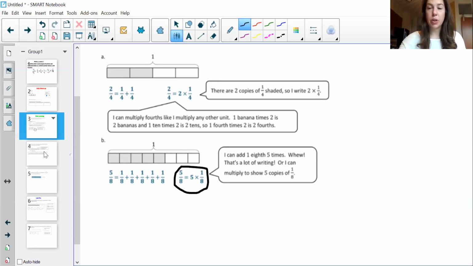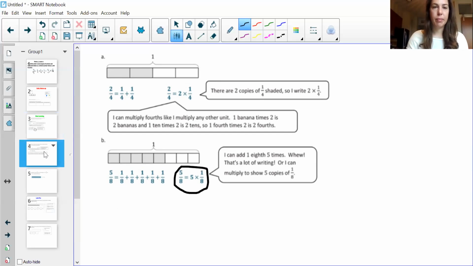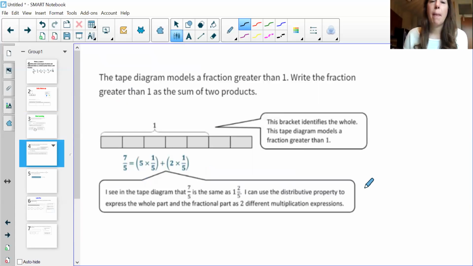Let's look at what happens when you have a fraction greater than 1. Okay, so the tape diagram models a fraction greater than 1. Write the fraction greater than 1 as a sum of 2 products. So all they're saying is write 2 multiplication sentences for this. So first, let's look at our 1/2. Let's count how many units there are in the 1/2.